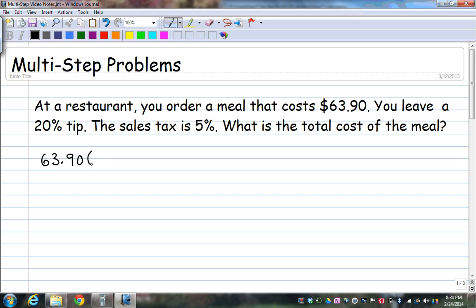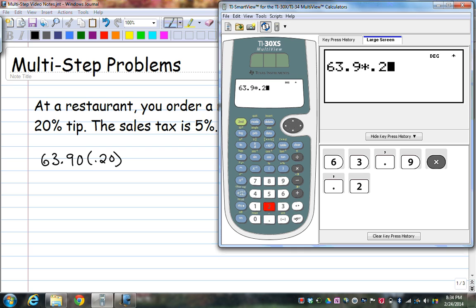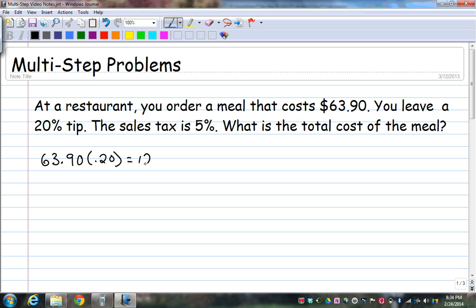and multiply it by your tip. So I have 63.9 times 20% as a decimal. Notice I put in 0.2 because that's the same thing. And this is equal then to 12.78.